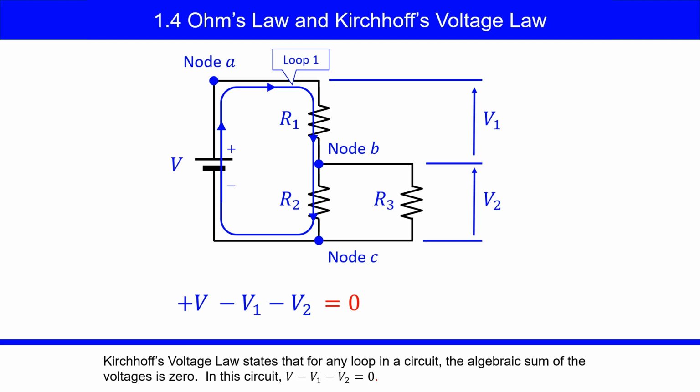Kirchhoff's voltage law states that for any loop in a circuit, the algebraic sum of the voltages is 0. In this circuit, V minus V1 minus V2 equals 0.